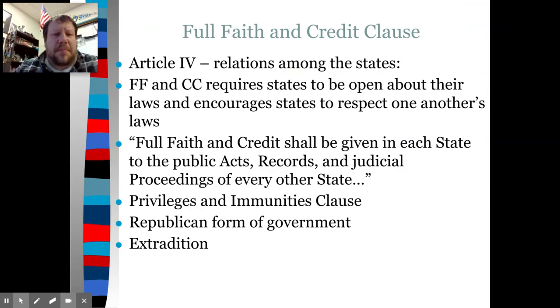The full faith and credit clause is also really important, Article 4. You want to highlight this or put a little star next to this in your Constitution for me, in that it tells how the states got to get together, okay? Essentially, it says the states have to open up their laws. They have to respect each other's laws.